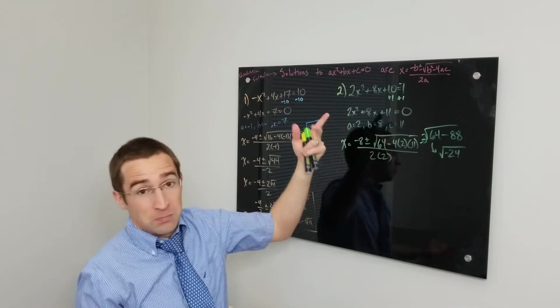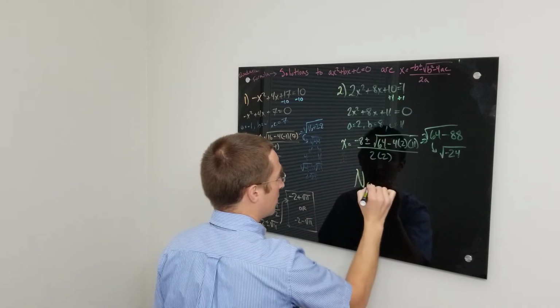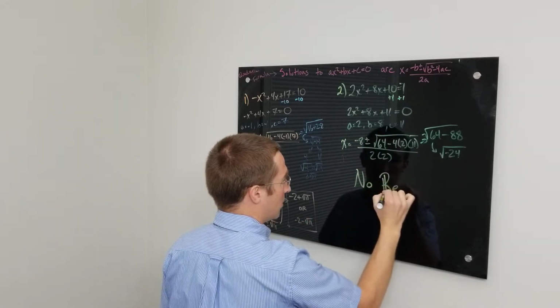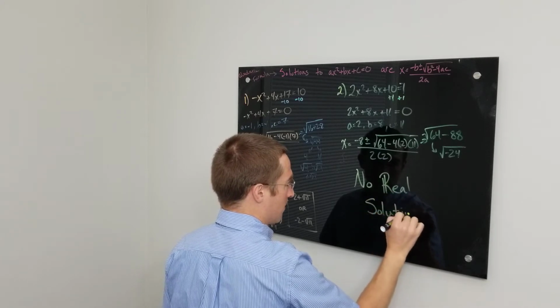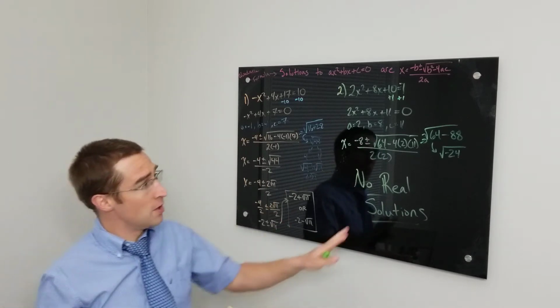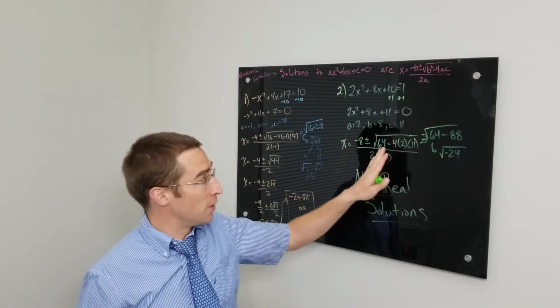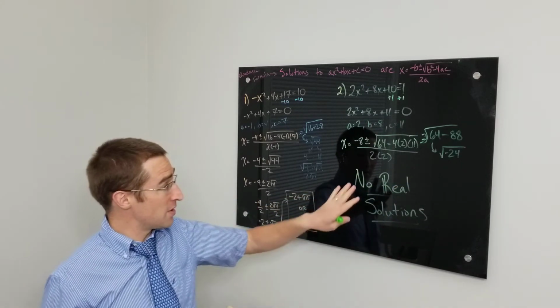So we just jump straight to the answer, which is no real solutions. Boom, and that's it. There's no real solutions. So we look at what's under the square root. If that turns out to be negative, then we just say no real solutions.